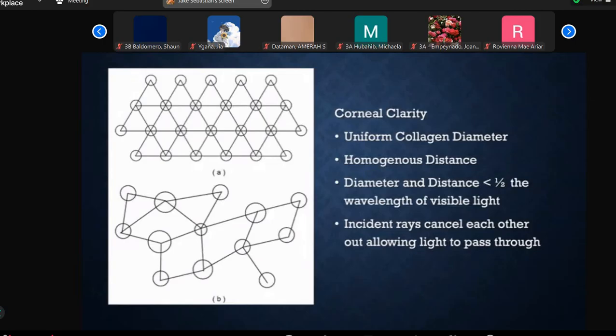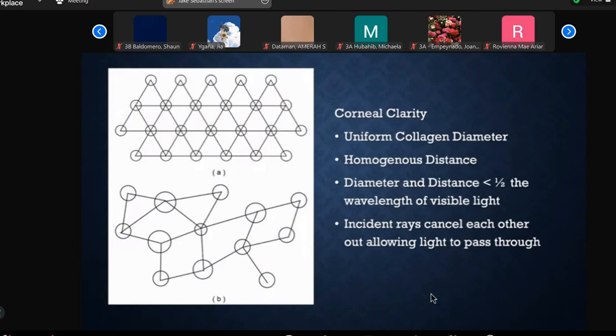In order to maintain its clarity, the cornea should be 70% water or less. An increase in the hydration status of the cornea makes it blurry or opaque. And the third reason is the relative dehydration. We call this deturgescence. So, clarity is dependent on uniformity, deturgescence or dehydration, and avascularity. If I ask in the exam, you give me uniformity, dehydration or deturgescence, and avascularity. Do not give me other answers. Okay?